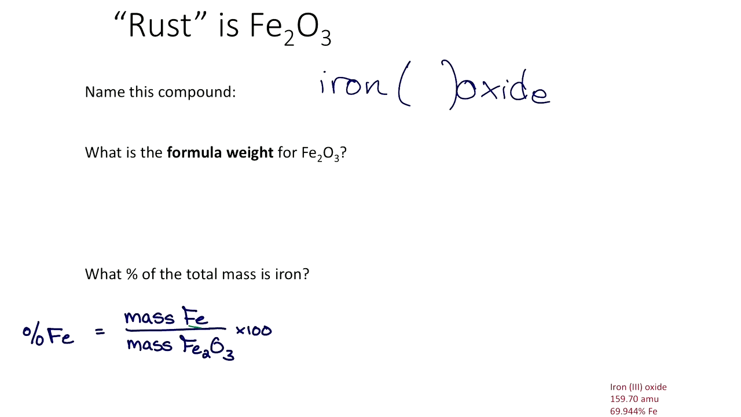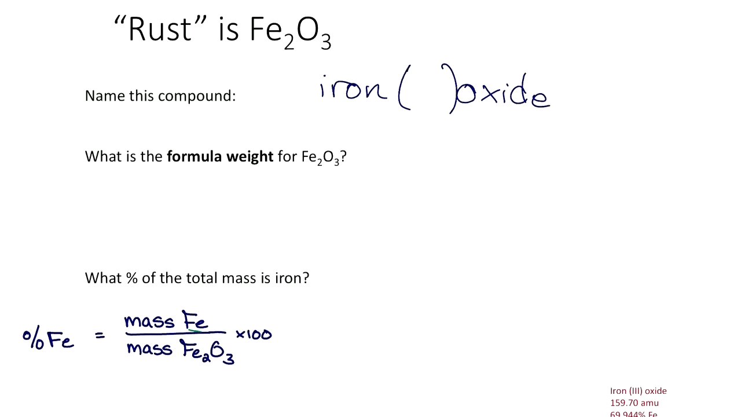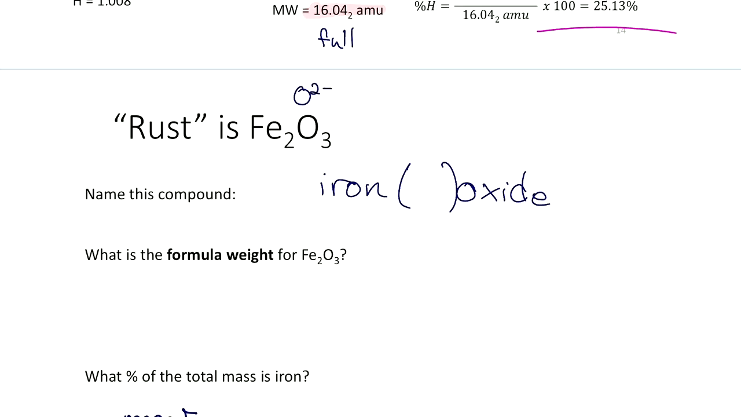We do that by knowing what oxygen is. Oxygen is always O2-. There are 3 of them, so the total anion charge is -6. That means the total cation charge is +6. But there are 2 irons, so iron must be +3. That's it. Yep, iron(III) oxide. Chapter 2 review.